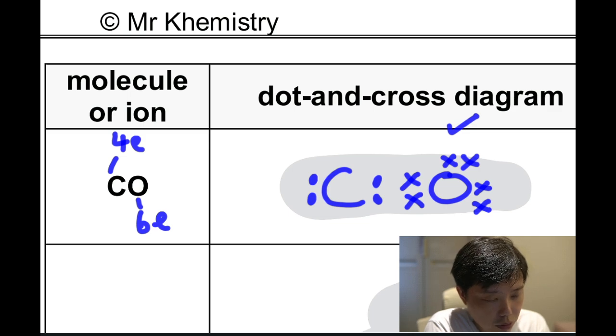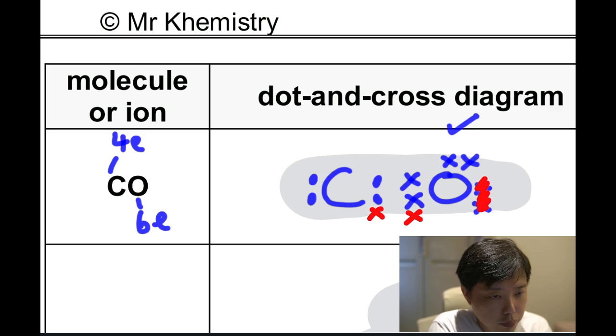So instead of forming a normal covalent bond, where one electron is taken from each atom, we will take both electrons from oxygen and put them into a dative bond. I'll make the correction in red so you can see. We'll take away these two, and then we'll put them in this way.